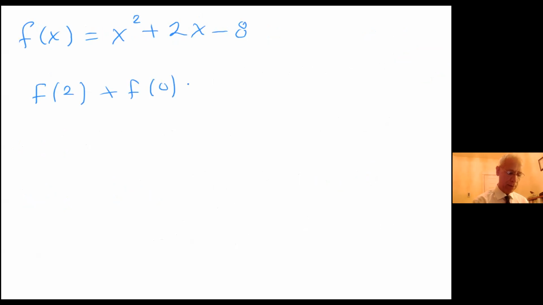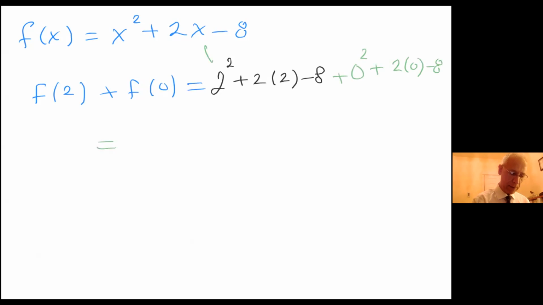Okay, so f of 2 is 2 squared plus 2 times 2 minus 8, that we did in the last page anyways. All that plus f of 0, which is going to be 0 squared plus 2 times 0 minus 8. And that equals 2 squared is 4 plus 4 minus 8. This part we did in the previous page, and it gave us a grand total of 0.